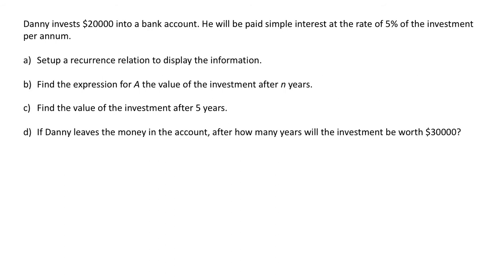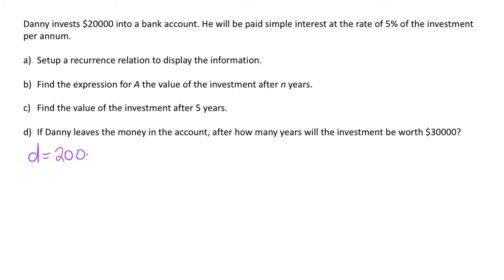So in the example, Danny is investing $20,000 into a bank account. He's going to be paid simple interest at a rate of 5% per annum. And we want to set up a recurrence relation to display this information to begin with. Before I can set up that recurrence relation, I need to be able to determine what my common difference is going to be. Now the common difference amount is going to be the amount of interest per year.